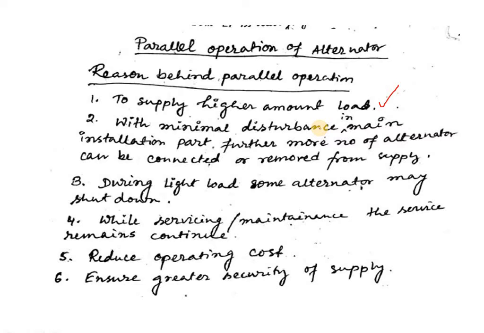Next, during light load, some alternators may be shut down. Throughout the day, the load requirement is different. Suppose in daytime we don't need any lights, but AC is on during summer, so electricity consumption is higher. The load requirement is high, so we have to connect many more alternators together. But at night, all the lights are switched off and TV and other devices are also off. At that time, the load requirement is less, so we can remove one or two alternators as per our requirement.